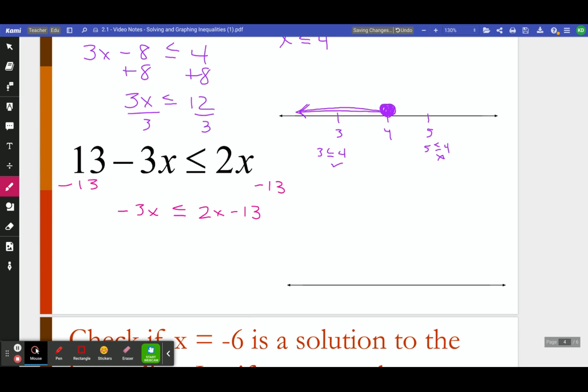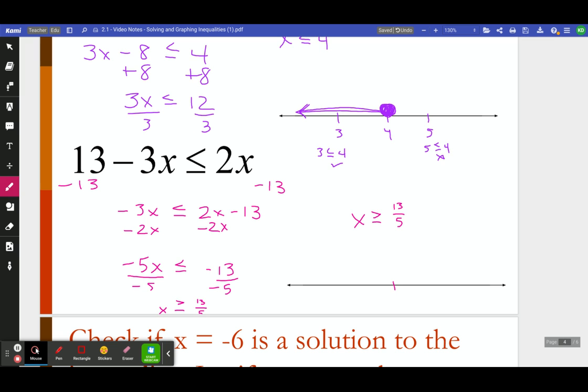Okay, and then I'm going to subtract 2x. And the reason why I've done this is to illustrate that rule. So we have negative 5x is less than or equal to negative 13. Okay, so now we have to divide by negative 5 on both sides. So when I do that, remember that symbol has to flip around. So we're going to get x is greater than or equal to 13 fifths.